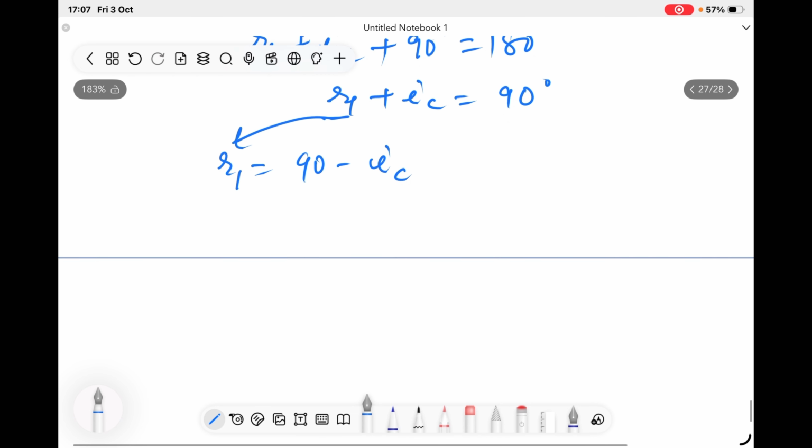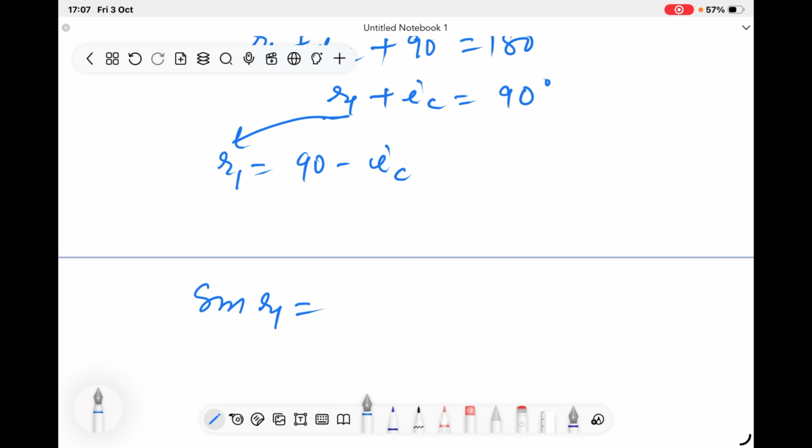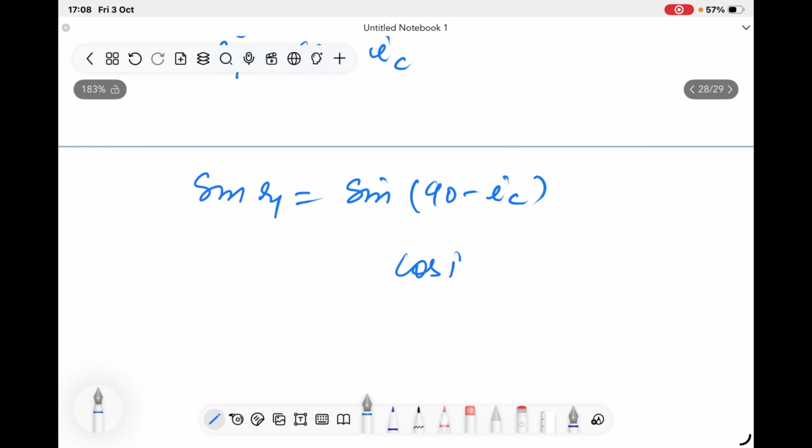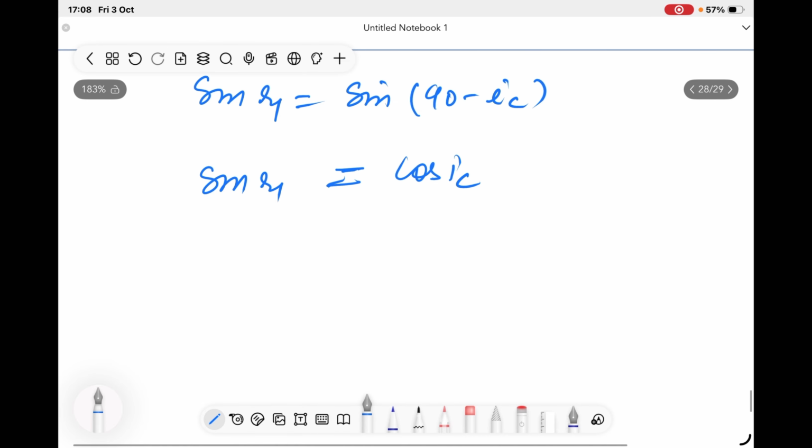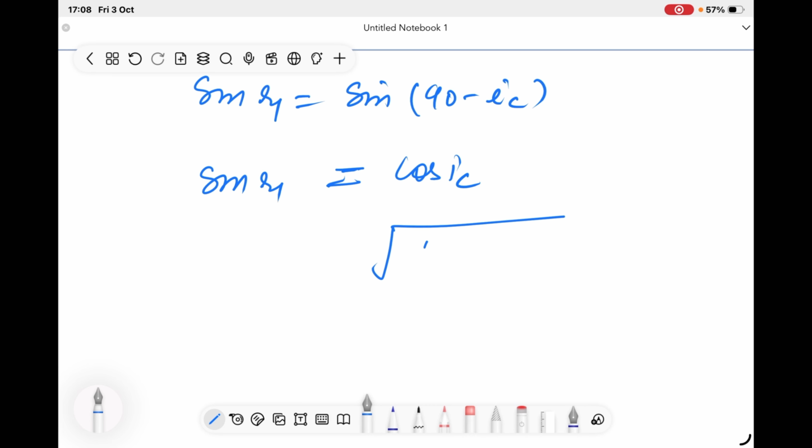Now, because I would be needing sine R1, you can take sine on both sides of 90 minus IC. Sine of 90 minus IC is cos IC. So this is my sine R1. And cos IC I should write in the form of sine. So cos theta is written as root of 1 minus sine square theta. So this is how I have written sine R1.